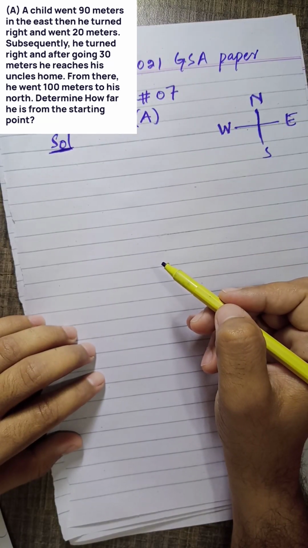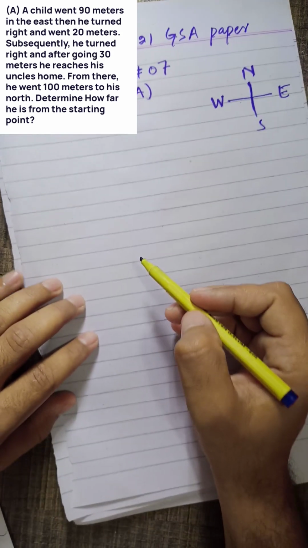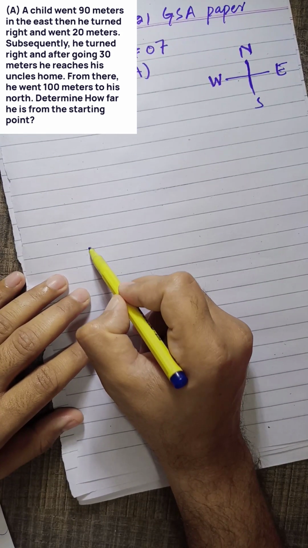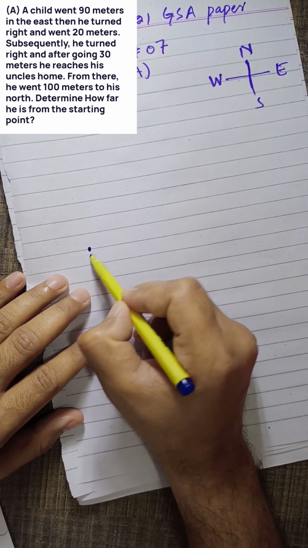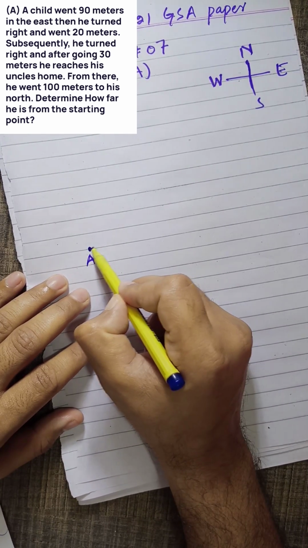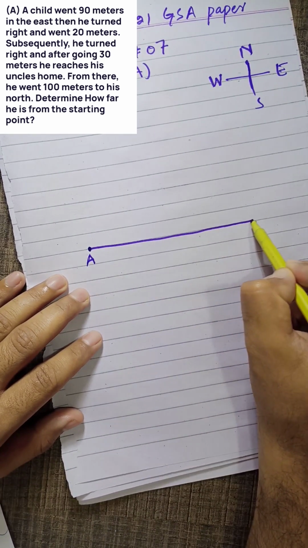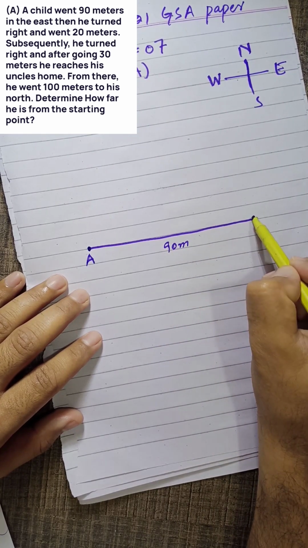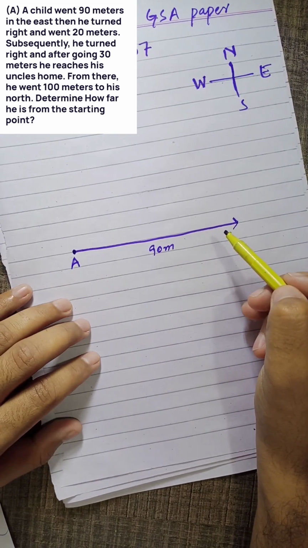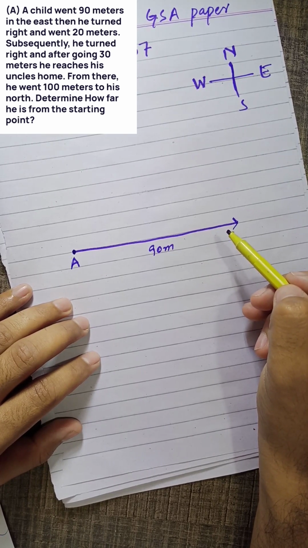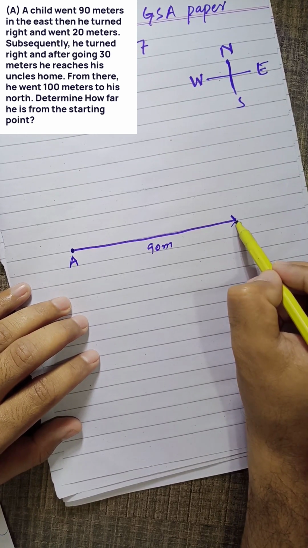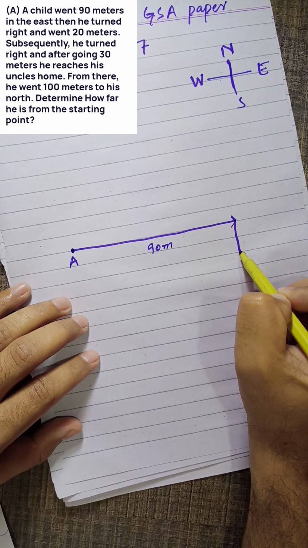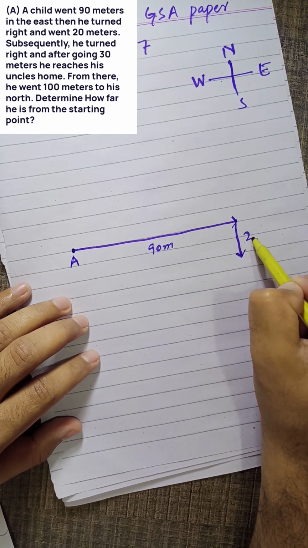Now the child initially went 90 meter towards east. So let's take this point, his starting point. He went 90 meter towards east and then he turned right and went 20 meter. Now he turns right and goes 20 meter.